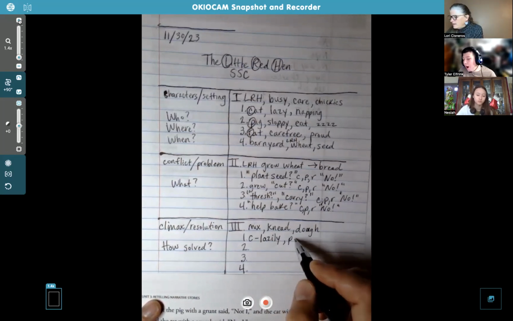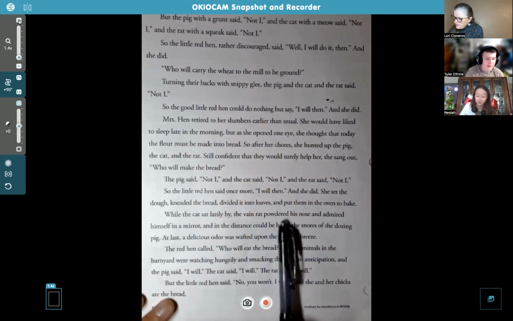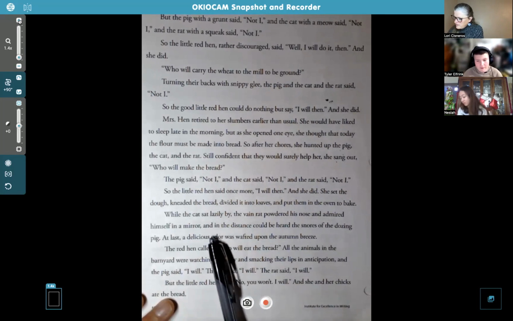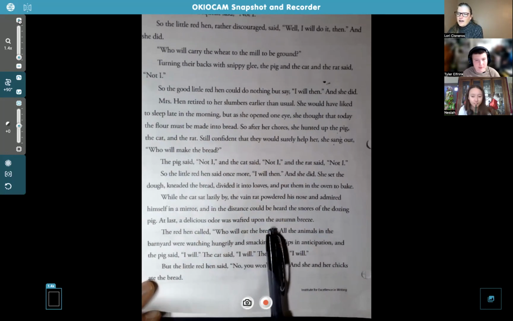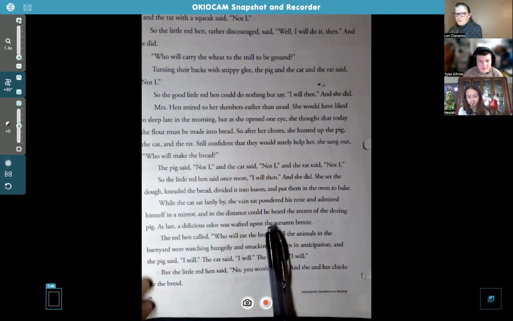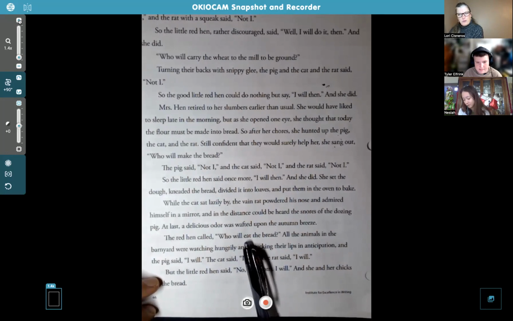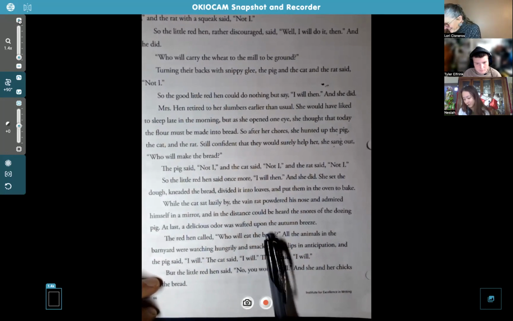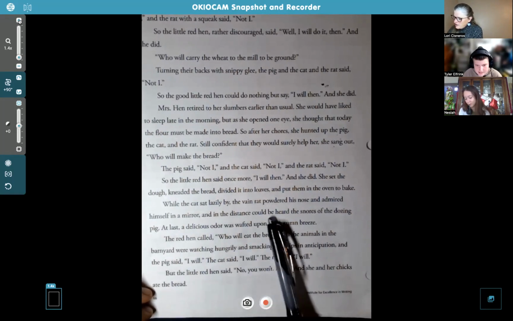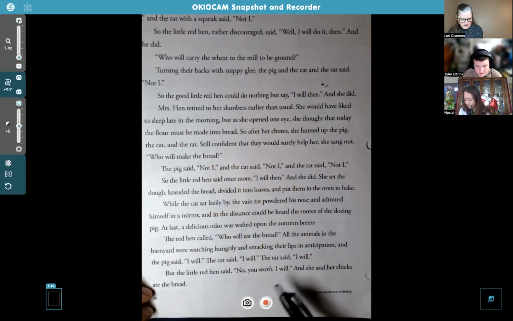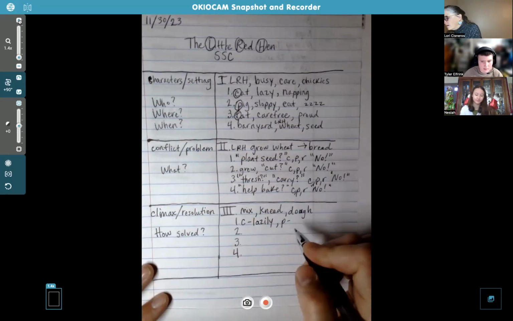What was the pig doing down here? Probably just rolling around in the mud, getting dirty, living how pigs live. I know, and they are dirty. Remember I told you I had pigs at one point, and they are dirty and stinky and poopy and everything. Anyway, but right here it says, in the distance could be heard the snores of the dozing pig. So basically he's snoring, right? Snoring.